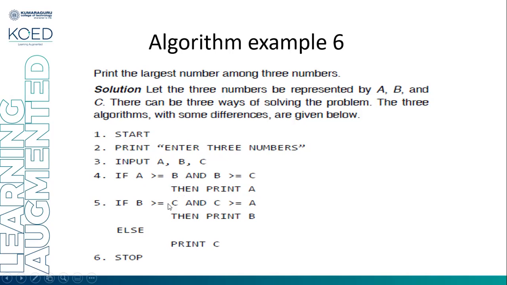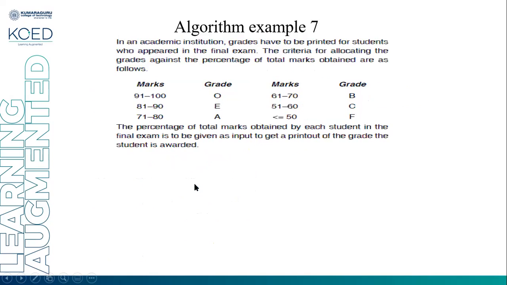And we check whether B is greater than or equal to C, and B is greater than or equal to A. This means B is greater than C as well as greater than A, and then we print B. Else we print C. The algorithm stops here. This is an algorithm to find the biggest of the 3 numbers.